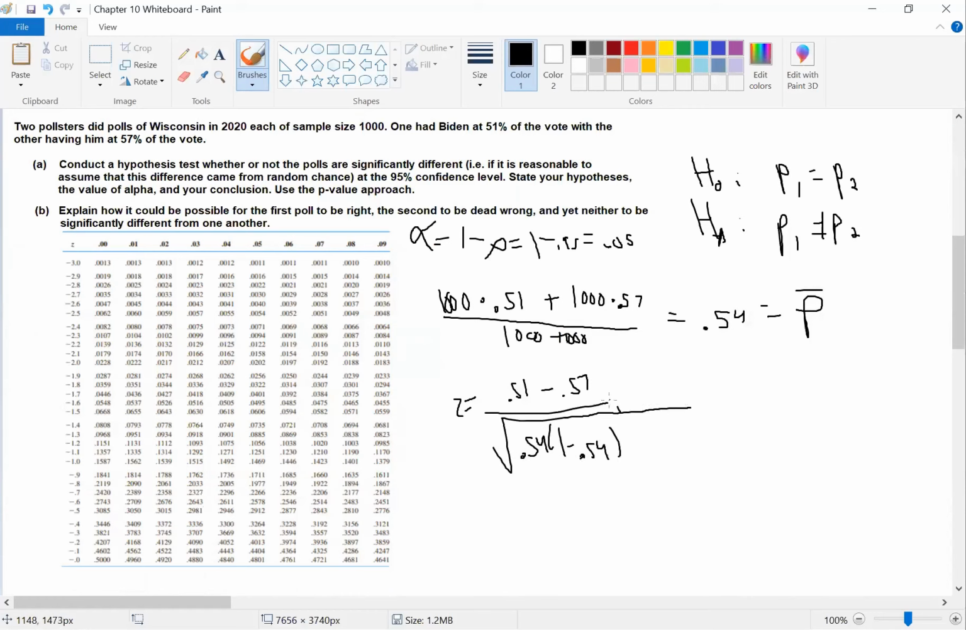Let me make this square root a bit bigger. And now 1 over n1, which is 1,000, plus 1 over n2, which is also 1,000. We can put this straight into Desmos. You can have Desmos simplify this for you to the decimal. Just let me know. This is your z-score. So let's go ahead and pull it up. 0.51 minus 0.57 over the square root of 0.54 times 1 minus 0.54, and then 1 over 1,000 plus 1 over 1,000. Negative 2.692.